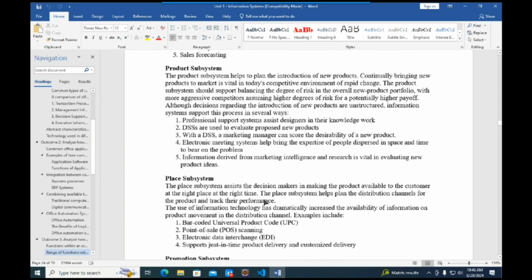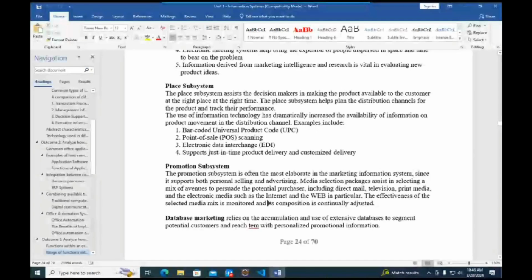Now, we have the place subsystem, which is going to help the decision makers in making the product available to the customers at the right place that the product is needed and at the right time. It helps the distribution in creating distribution channels for the product, and also looks at the performance of the products. When we use information technology in the place subsystem, it leads to an increase in the availability of information on the product movement in the distribution channel.